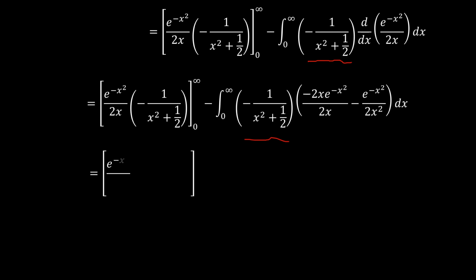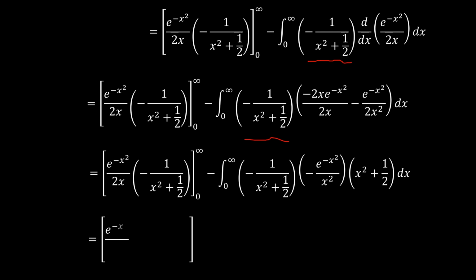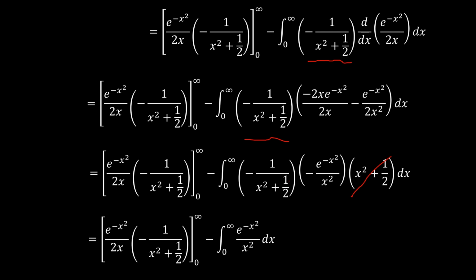Now simplifying that further, keeping this first term as it is, and then pulling out negative e to the power negative x squared over 2x squared, we're left with x squared plus a half, and this and that can cancel, so we are left with this negative and negative becoming a positive. So we now have a reduced integral, which is e to the power negative x squared over x squared, integrated from x equals 0 to x tending to infinity, which is interesting.